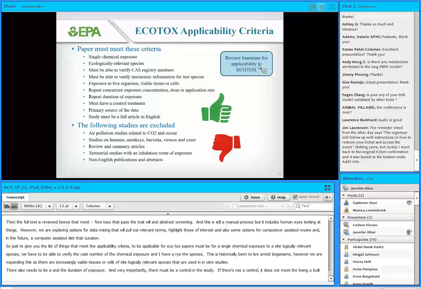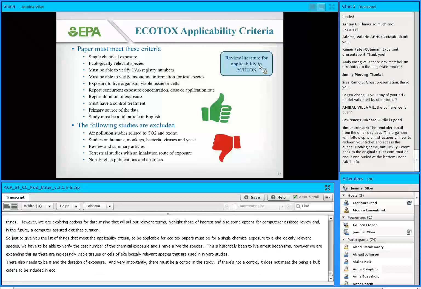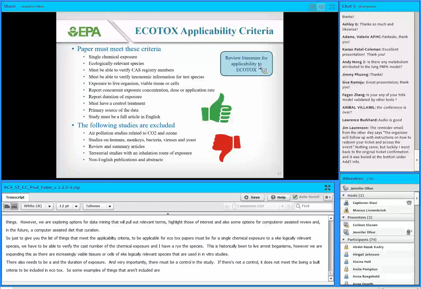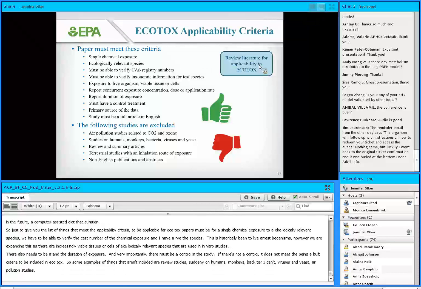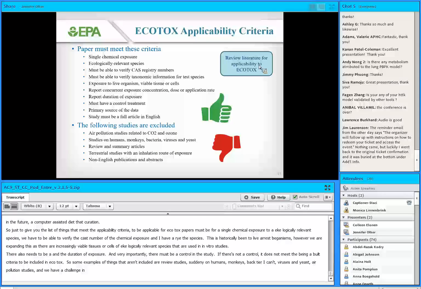So some examples of things that aren't included are review studies, studies on humans, monkeys, bacteria, viruses, and yeast, air pollution studies, and we have a challenge in including non-English publications, although in some instances there is a good reason to deal with translation efforts because there are some studies that are very relevant.